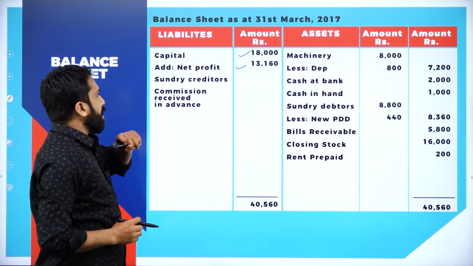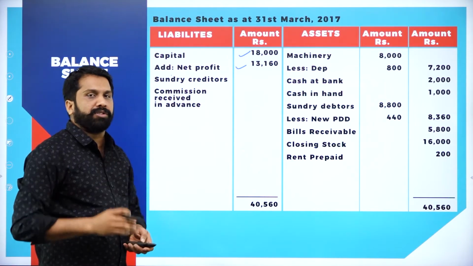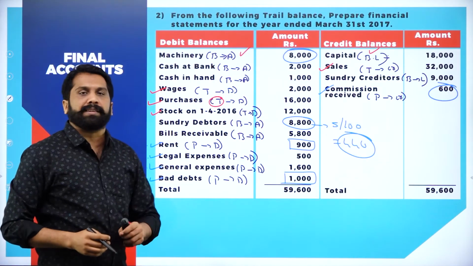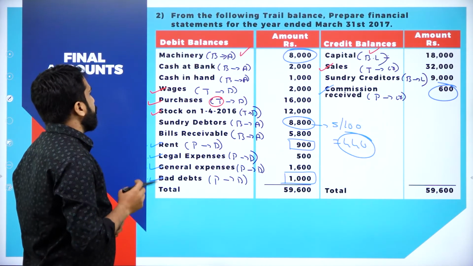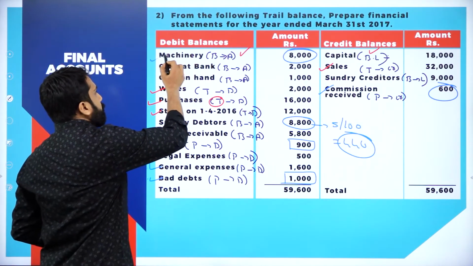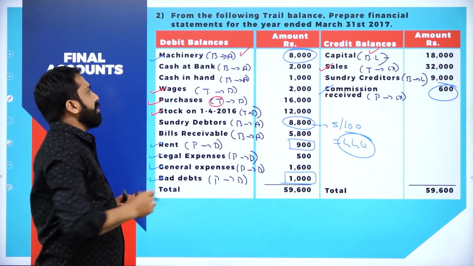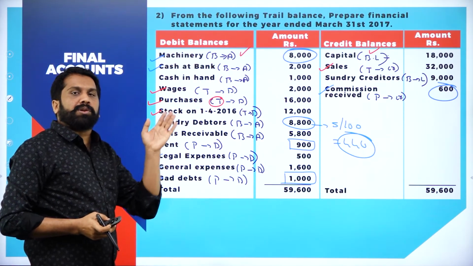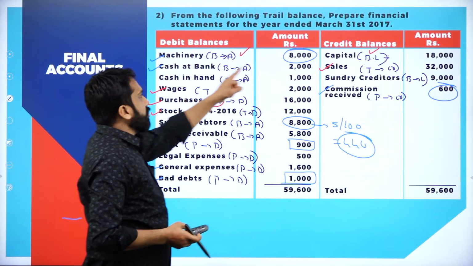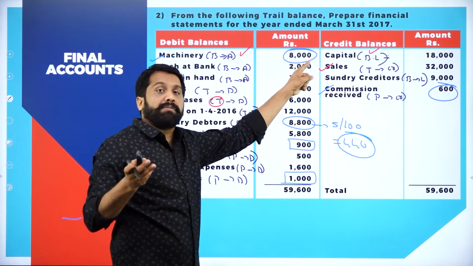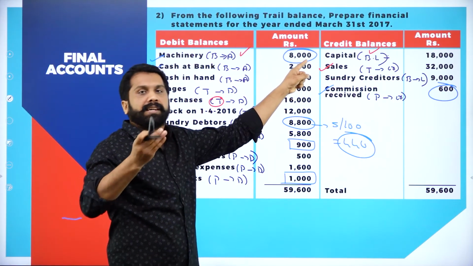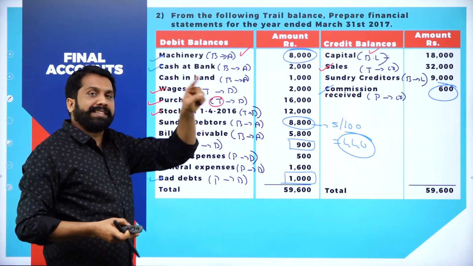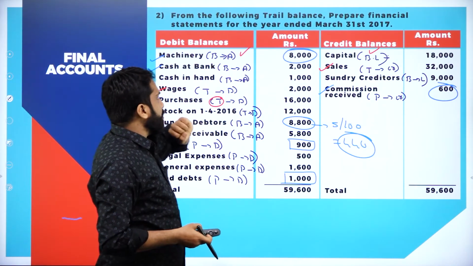So these two are done. I'll go back to your question. Is there any balance sheet items? We have to check. See, machinery, balance sheet asset. Cash at bank, balance sheet asset. Very simple. Go to your asset side, write machinery, write amount. If there is depreciation, minus and write. Cash at bank, go to balance sheet, asset side, write 2000.